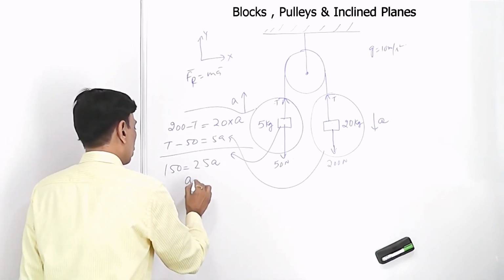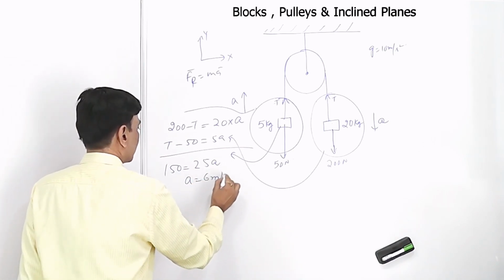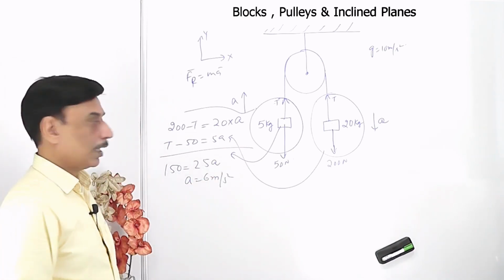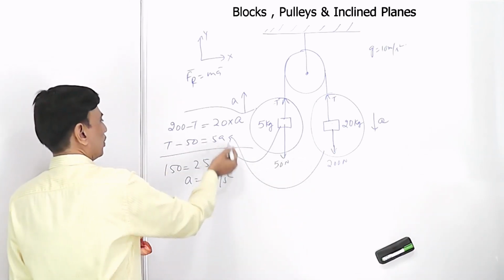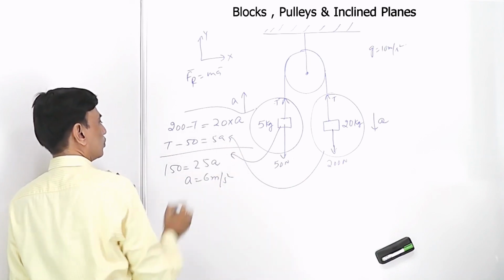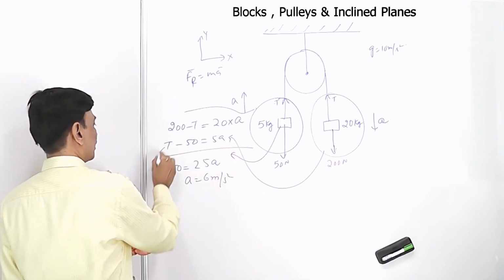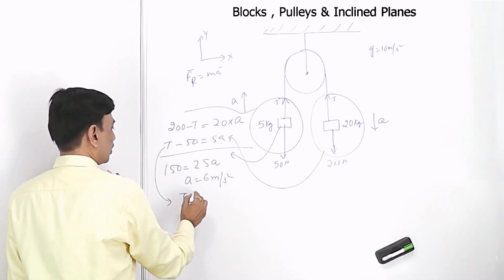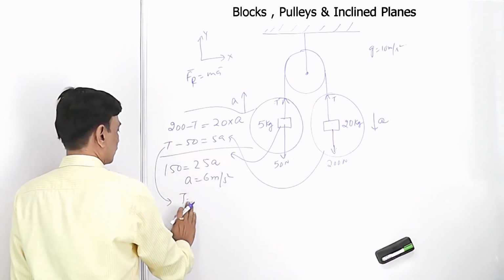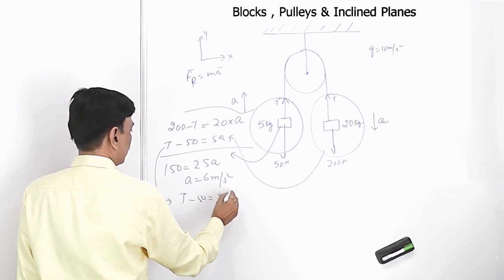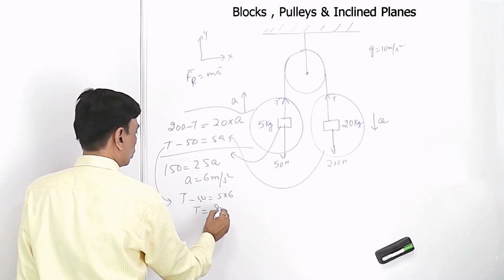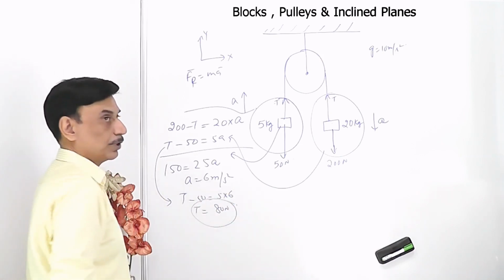So A comes out to be 6 meter per second square. If A comes out to be 6 meter per second square, we can put it in any equation. Out of these two, we can put A is equal to 6 meter per second square and get the answer. Let's say we put it over here. So T minus 50 is equal to 5 into 6, so we get the answer as T equal to 80 Newton.